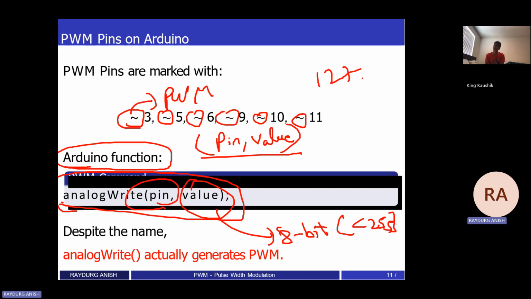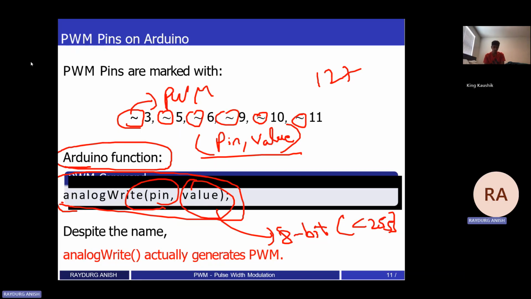Did you write this function? This is very important. You need to remember this because while writing the code, you need to write this one: analogWrite, and then pin comma value.